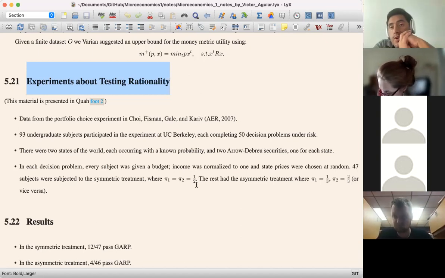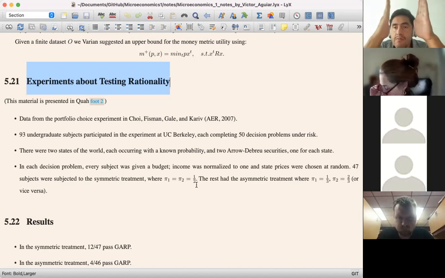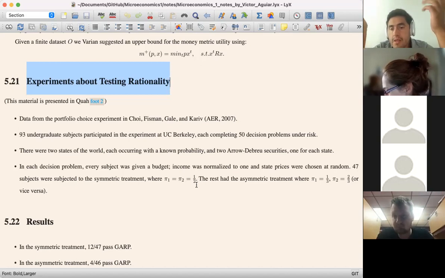Now, if you have 50 choices from budgets, that means that our data set that we discussed before was of size 50. So you have 50 vectors of prices. Each price is a vector of size 2. Each commodity bundle is a vector of size 2. So in this setup, you can test GARP, right? So now people test GARP here.